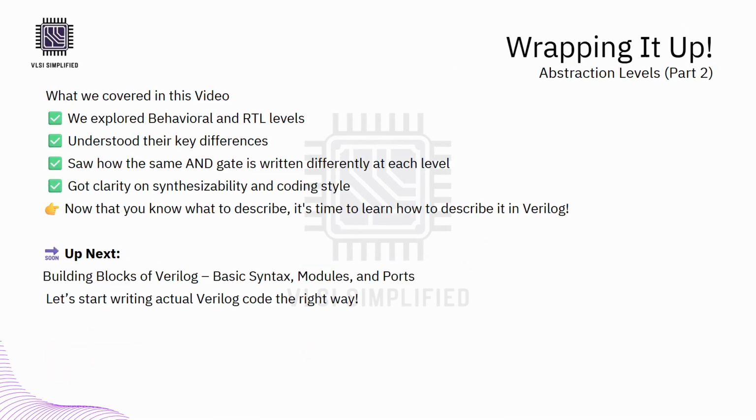Alright, that brings us to the end of part 2 in our abstraction level series. We learned what behavioral and RTL levels really mean, how they differ, and how an AND gate looks in both styles. We also cleared up the confusion that RTL doesn't always mean clock-based design and that it includes combinational logic too. Now you know what kind of code represents each level.